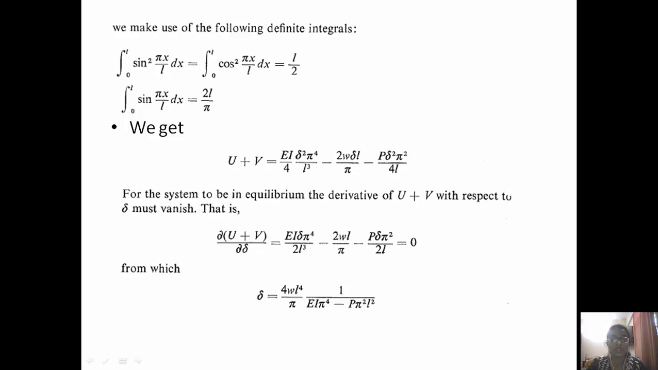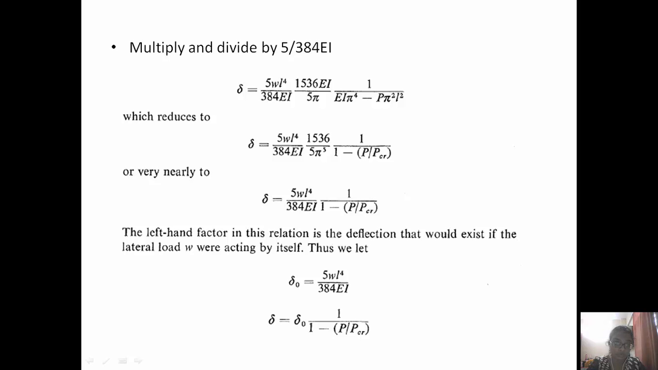For the system to be in equilibrium, the derivative of U plus V with respect to delta must vanish. That is, the differentiation of U plus V with respect to delta is equal to EI delta pi raised to 4 by 2L cube minus 2WL by pi minus P delta pi square upon 2L is equal to 0, from which we obtain the value of delta as 4WL raised to 4 upon pi into 1 upon EI pi raised to 4 minus P pi square L square.